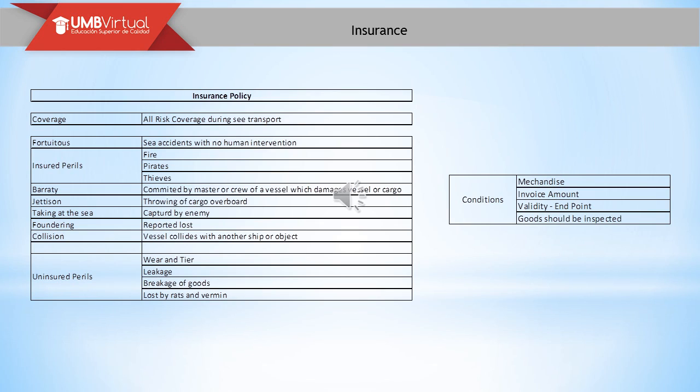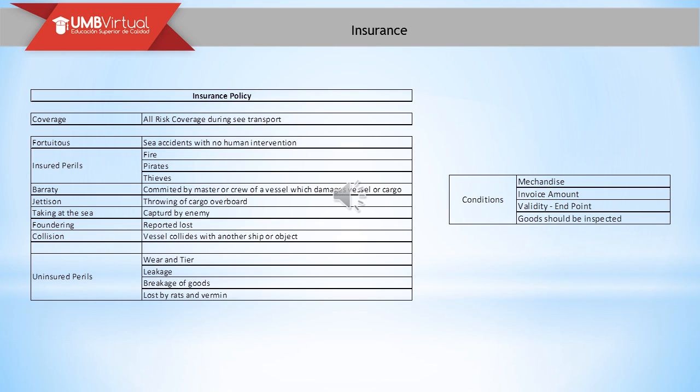The terms and conditions of the policy are the following. We are going to insure merchandise. So it's the first condition. Another condition is about the amount. So we are going to be sure of the invoice amount that we are covering. That must be in the terms and conditions.